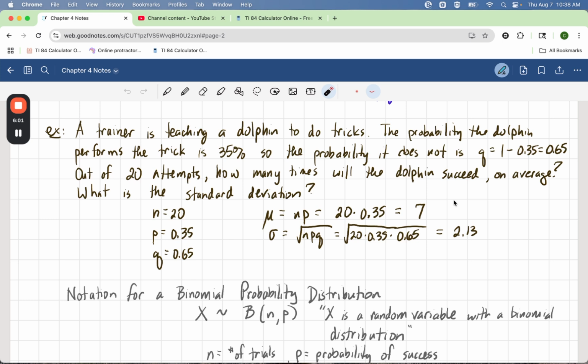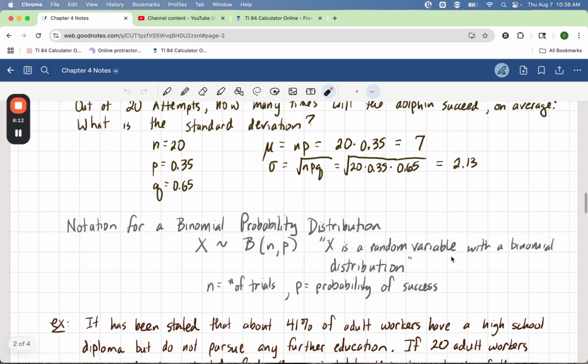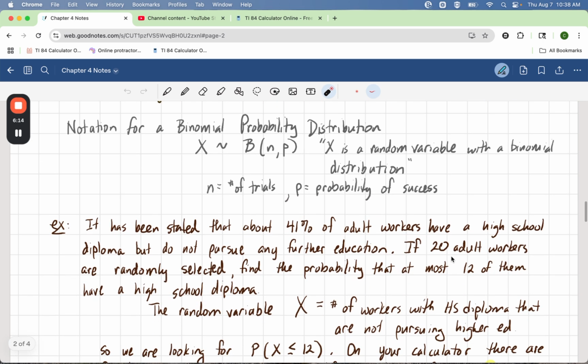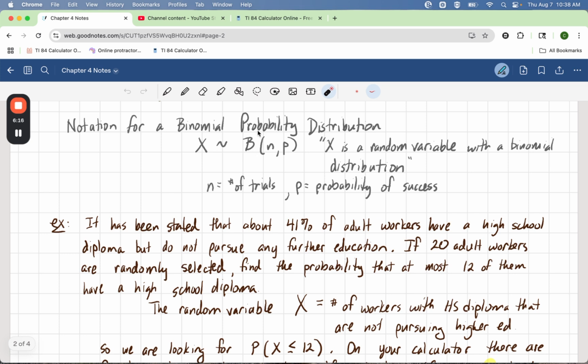Standard deviation, radical npq: just multiply 20 times 0.35 times 0.65 and then take the square root, and you get 2.13. The notation for a binomial distribution: X is binomial, capital B, n is the number of trials, p is the probability of success. So that says X is a random variable with a binomial distribution. All right, let's do an example.